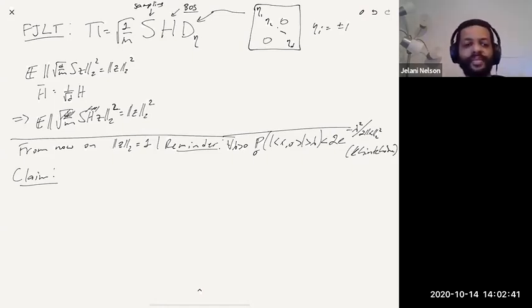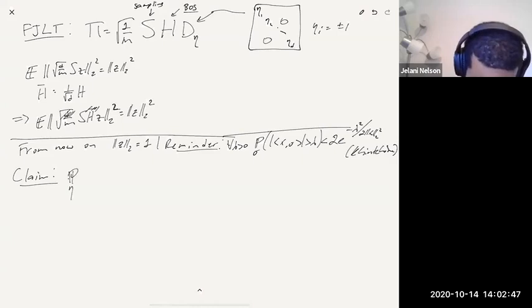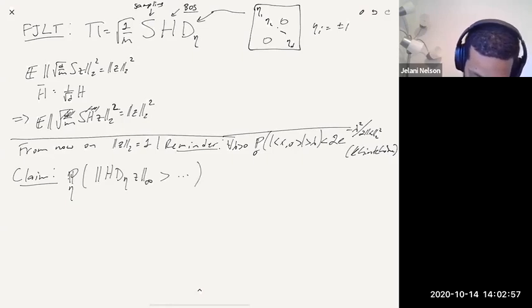So claim: the probability over eta that the L infinity norm of H D eta z is bigger than something is at most delta over 2. We'll fill in the something as we do the calculation. Let's prove it.